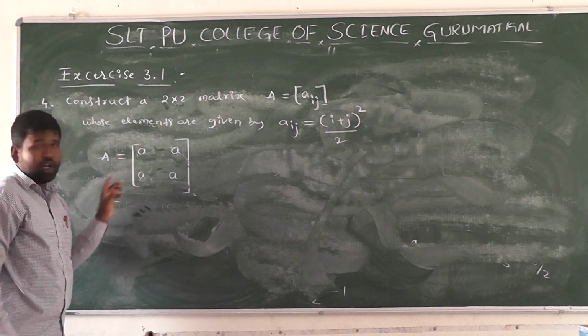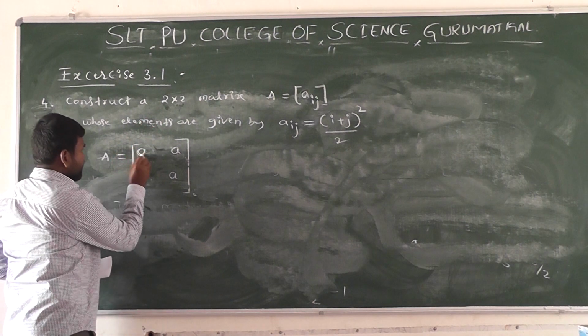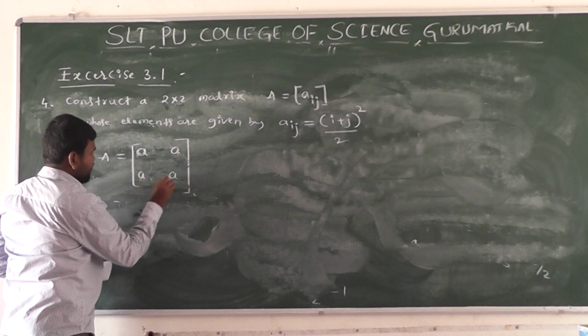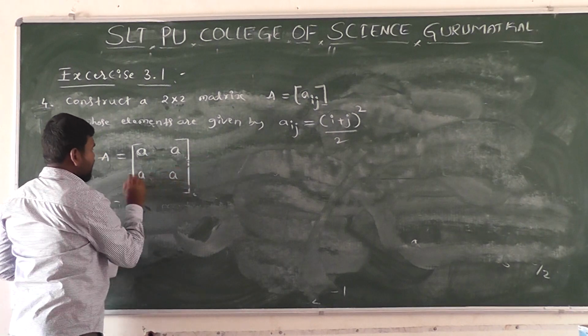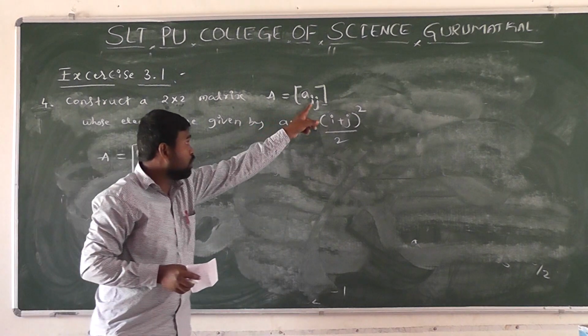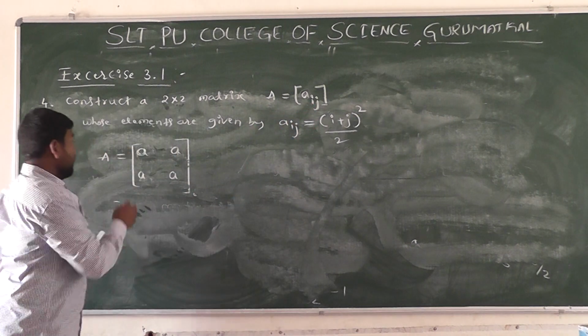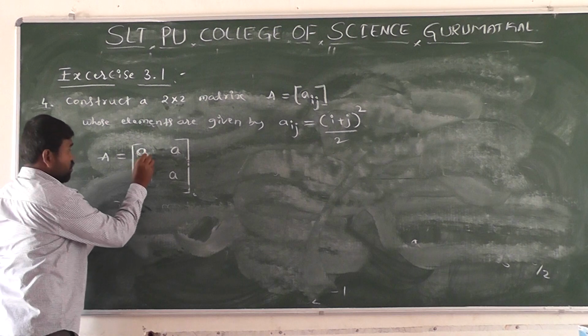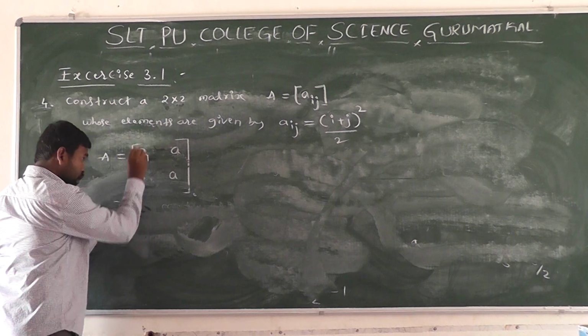2 rows, 2 columns. First we have to write A, right? Here 2 rows and 2 columns. We have to arrange it. i is nothing but the row number and j is nothing but the column number. This is the element. A is the element of which row here? First row. And which column here?